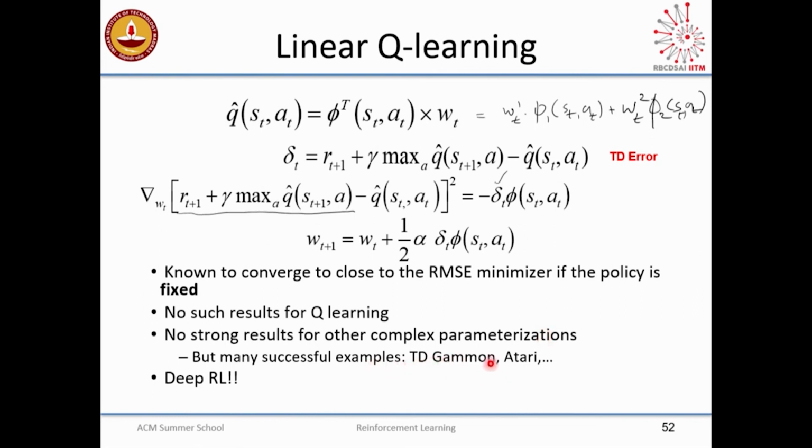You have the old examples like TD Gammon and all these Atari games, AlphaGo, all the examples I spoke to you about, recent success stories of RL. All of them use parameterized representations, and none of them are supposed to work according to theory, but they work anyway. So basically, the theory has a lot of catching up to do. Deep RL gives you significant success stories, and we'll talk a little bit about what makes some of the deep RL things work.